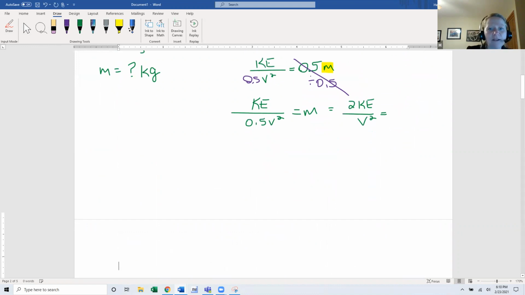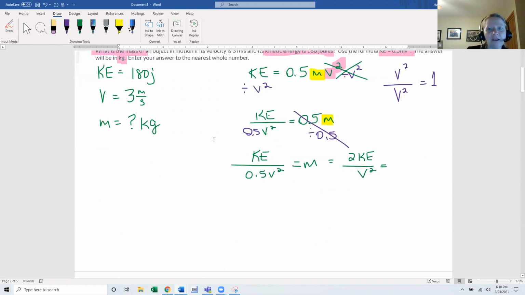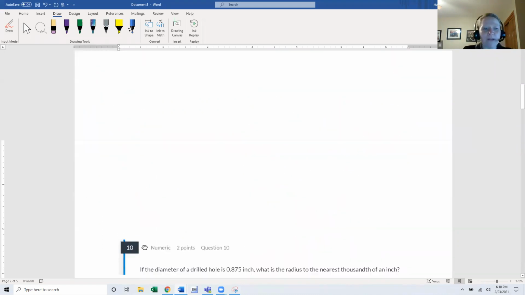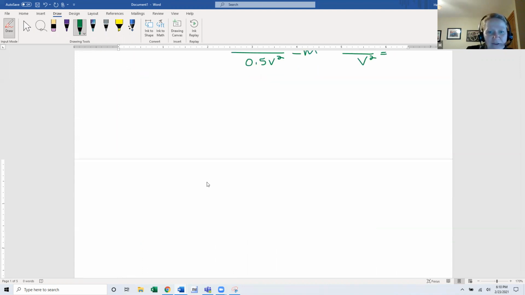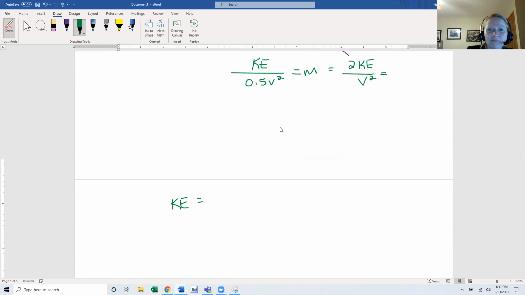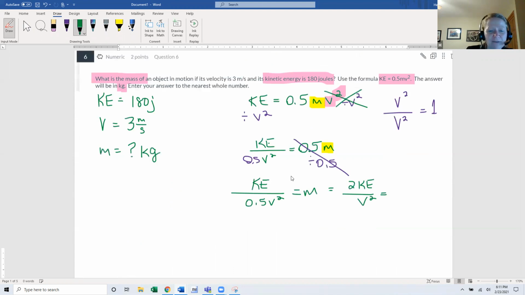The other way to do this is what I call the swing method. I'm big on having more than one way to do something because sometimes it clicks one way for half the class and the other way clicks for the other half the class, and it doesn't really matter. All right, so we started with KE equals 0.5 MV squared, right?